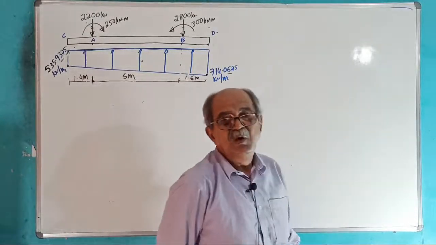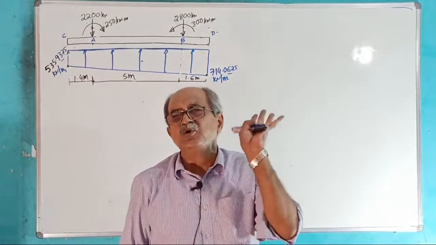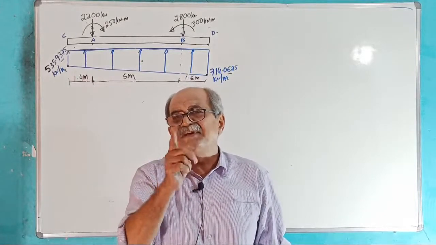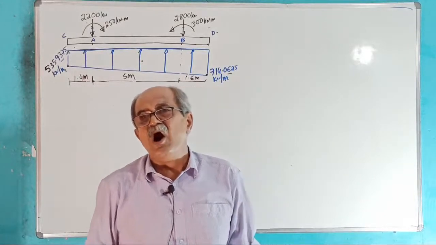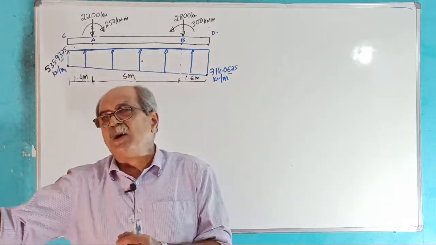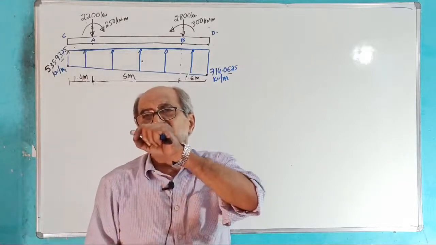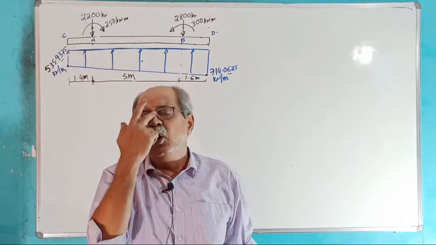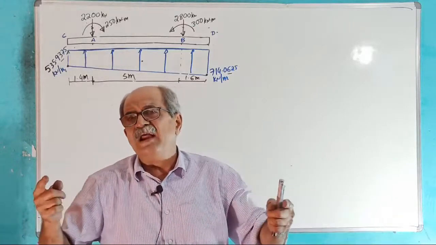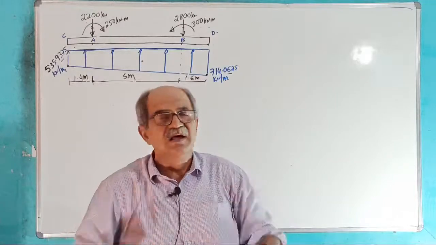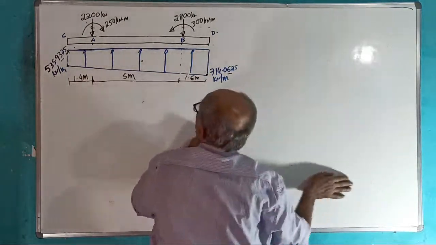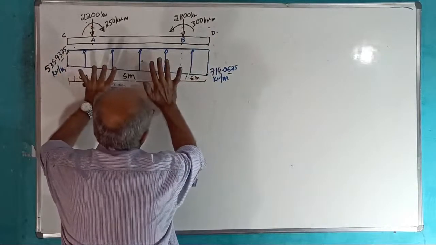Okay, now start. One very important thing: SFD and BMD means we want a complete solution. Why? You require even the point of contraflexure. Tell me why. Because up to some distance you require bottom bars, then you require top bars. So you should know up to where you require bottom bars from the ends and from where onwards you require top bars. So the point of contraflexure is also required, as we want a complete solution for this one.